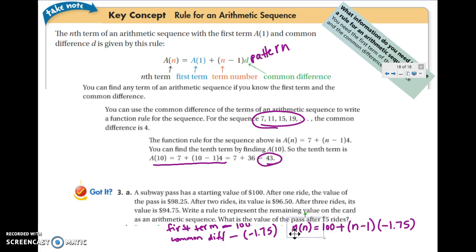So let's make our function rule. A of n equals first term 100 plus parentheses n minus 1 times your common difference negative 1.75. And then it says, what's the value of the pass after 15 rides? So at this point, you would plug in the 15 for n. And then you solve, and you'll get your number that you're looking for.